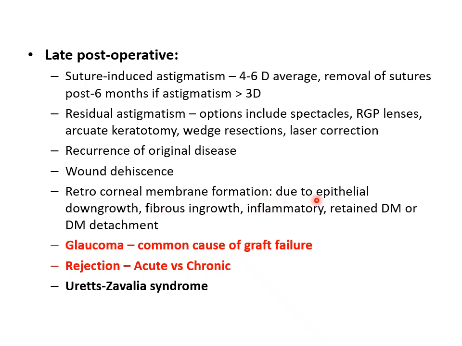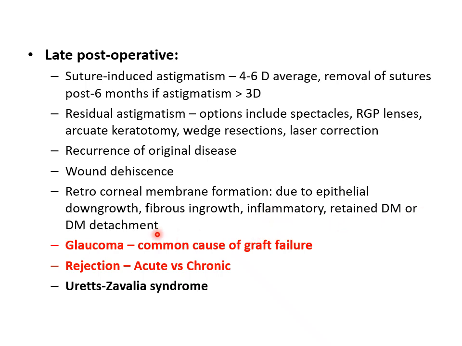Retrocorneal membrane formation. Now, the retrocorneal membrane can be composed of epithelial downgrowth. We know that healing involves the growth of the epithelium over the graft. So, epithelial downgrowth can happen from the junction. Fibrous ingrowth can happen from the stroma and the subepithelial tissue, that is fibrous ingrowth into the graft. For epithelial downgrowth, you have to remove the membrane. For fibrous ingrowth, you have to give steroids. For inflammatory membrane, also steroids.